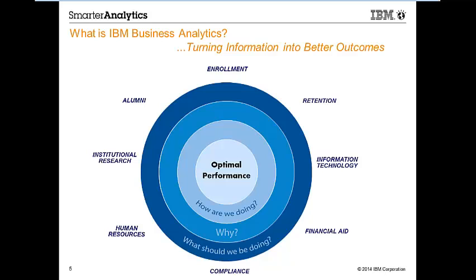For business leaders to be able to make smarter decisions that lead into better outcomes, they need answers to three fundamental questions: how are we doing, why are we doing what we're doing, and what should we be doing? Getting answers to these questions is important across all departments and all industries and all verticals, including higher education.